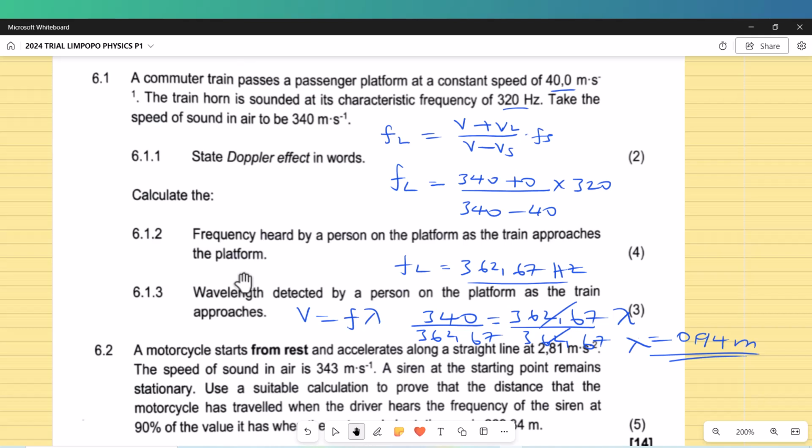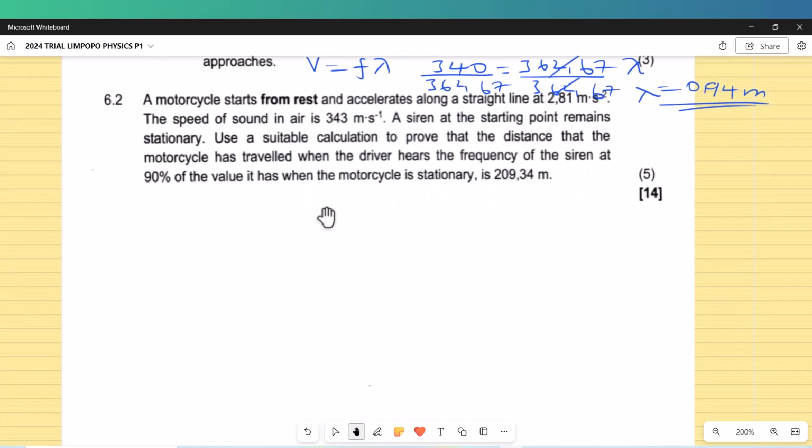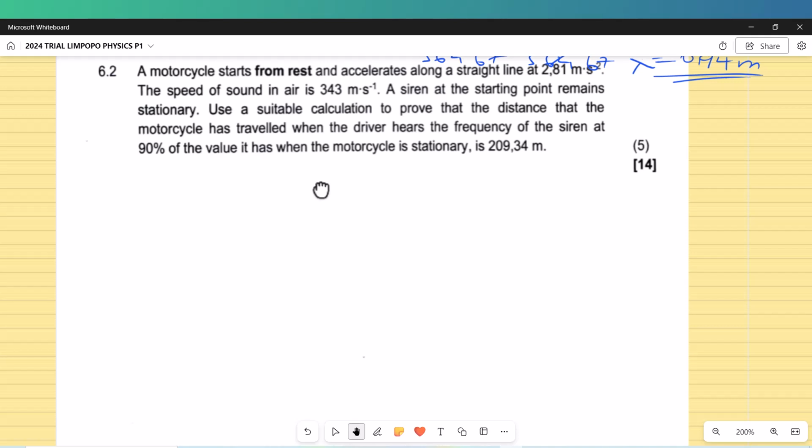Okay, next question, that is 6.2. They say that a motorcycle starts from rest, meaning V initial is 0, and accelerates along a straight line at 2.81 meters per second squared. The speed of sound in air is 343 meters per second. A siren at the starting point remains stationary. Use a suitable calculation to prove that the distance the motorcycle has traveled when the driver hears the frequency of the siren at 90% of the value it has when the motorcycle is stationary is 209.34 meters.